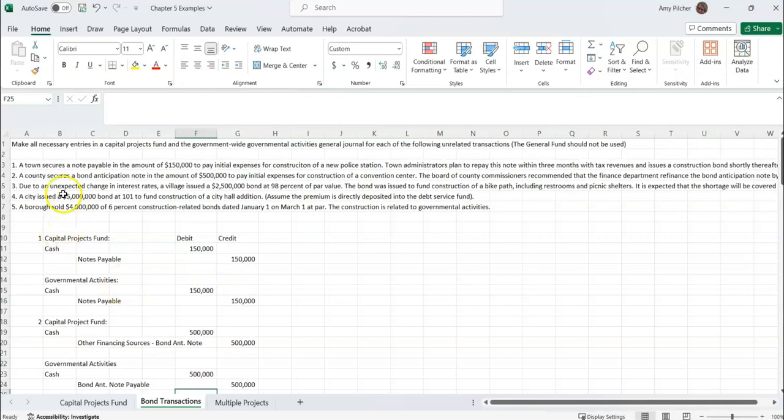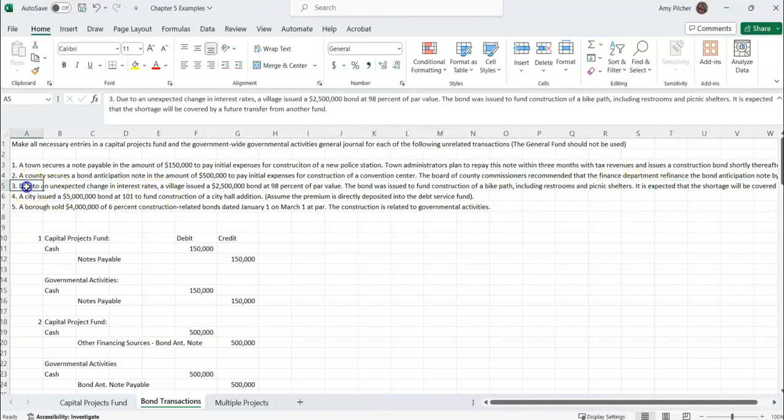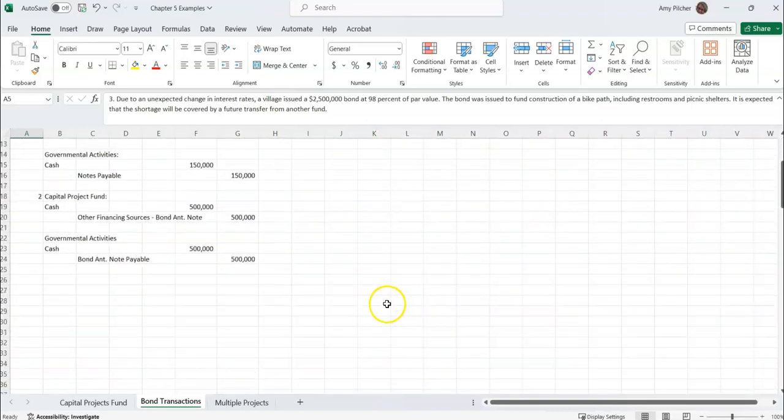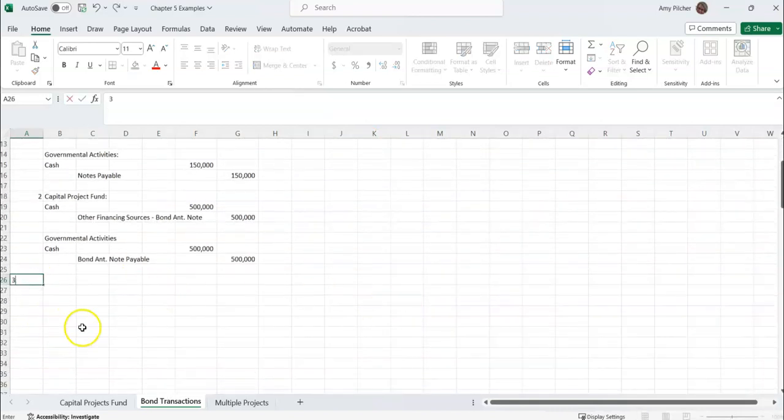Transaction three. Due to an unexpected change in interest rates, a village issued a $2.5 million bond at 98% of par value. The bond is issued to construct a bike path, restrooms, and picnic shelters. It's expected that the shortage will be covered by a future transfer from another fund. So transaction three.